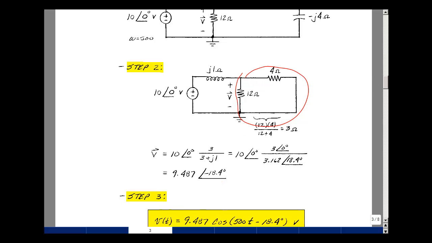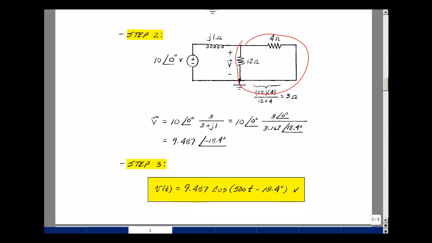Step 3 is to transform back into the time domain. V of t is going to be the amplitude of 9.487, the cosine of 500t, and then minus 18.4 degrees, and the units are volts. And this is supplemental problem 4.4.